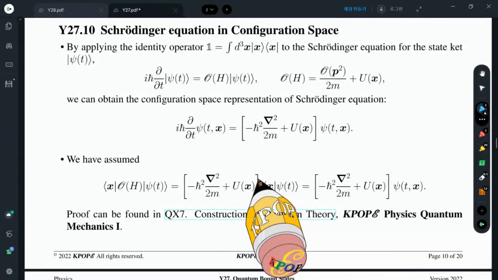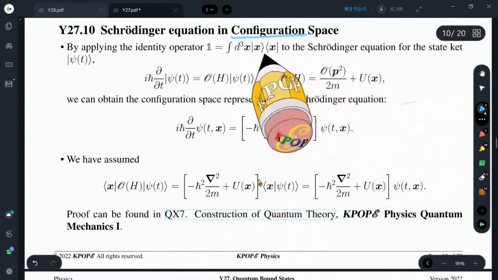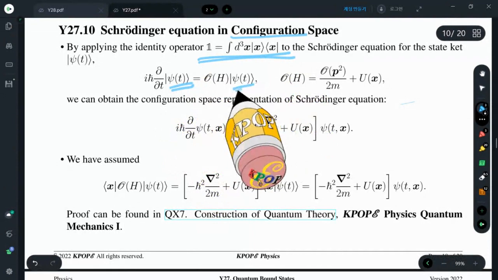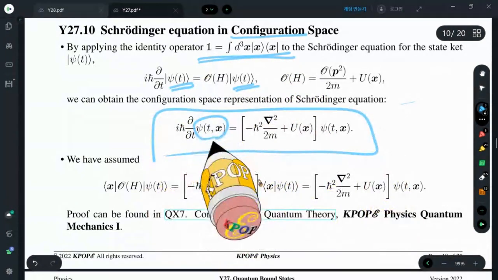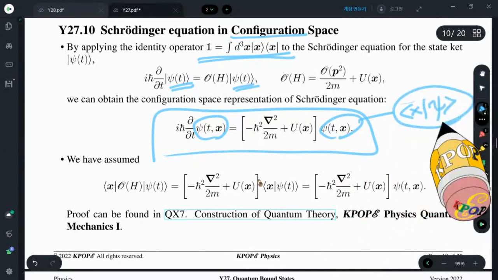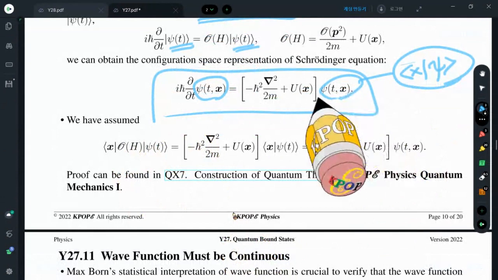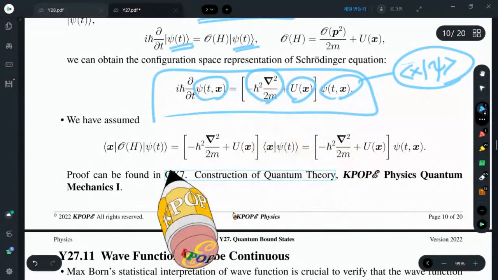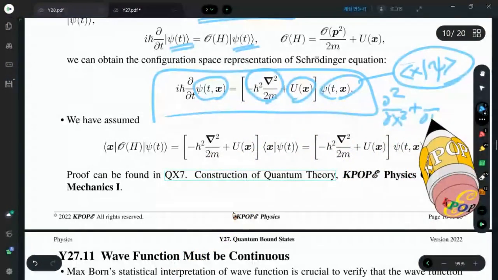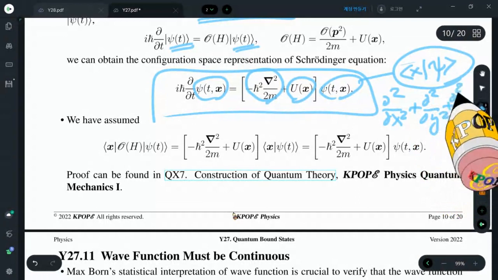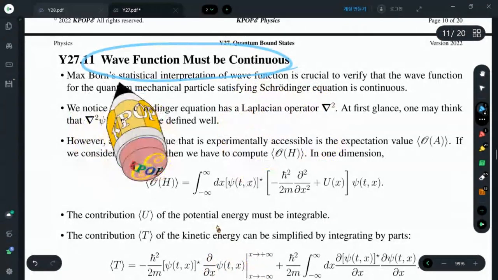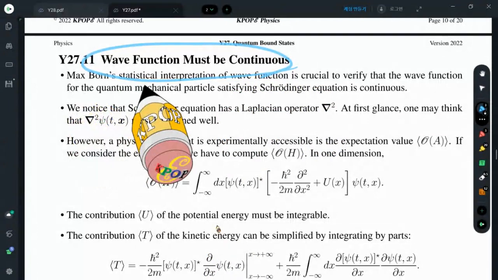The Schrödinger equation in configuration space: we insert this operator. In that case, this equation for the state ket becomes the equation for the wave function. And I told you, the wave function is just a position projection of a state ket. In that case, it becomes a function of x. And the kinetic energy becomes the operator that contains the Laplacian. This comes from Max Born's statistical interpretation.